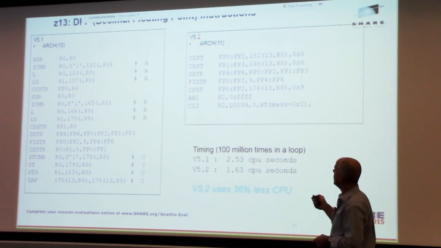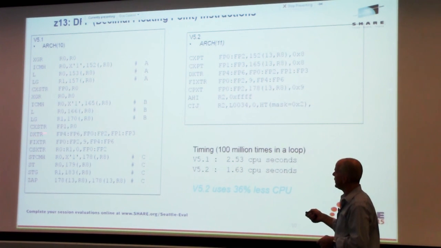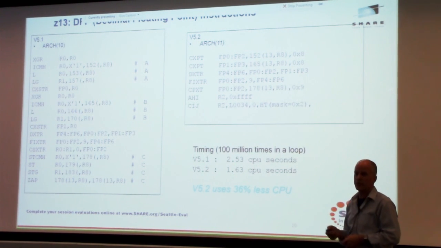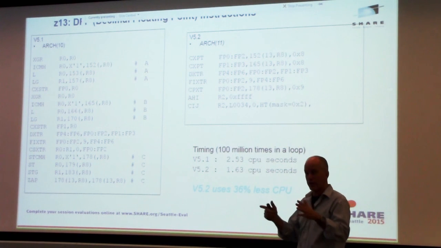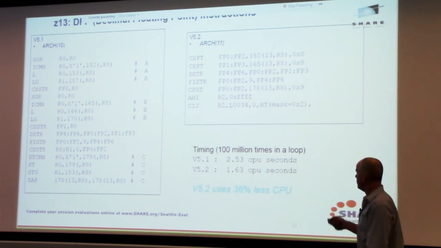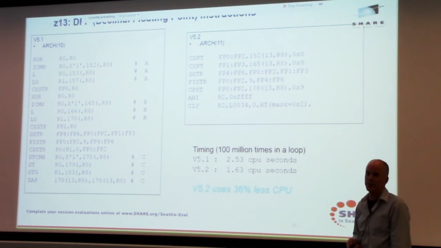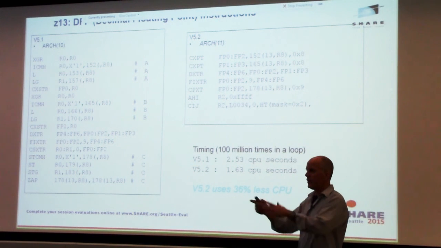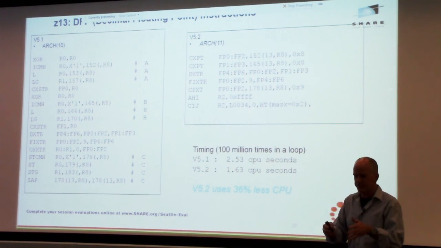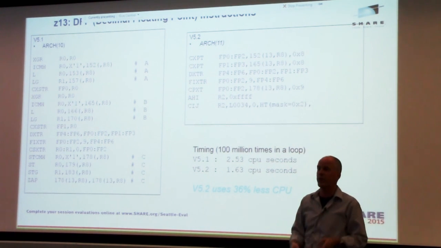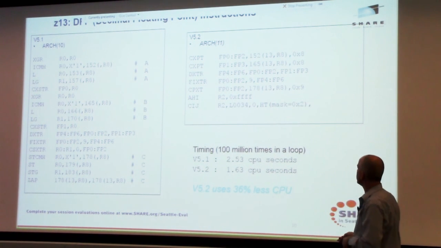In 5.2, we can eliminate everything from DXTR above and use the new Z13 instructions to convert directly into decimal floating point long, packed decimal numbers. So, small change really, but 36% less CPU. One of the things to do is tune your system to run faster, and another thing you can do is just recompile your programs to get more throughput and more efficiency.